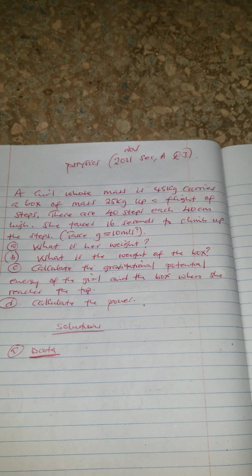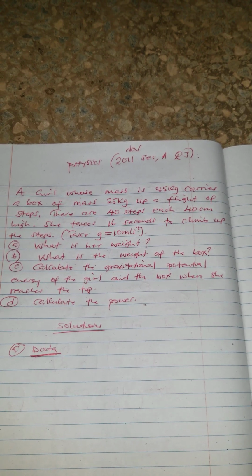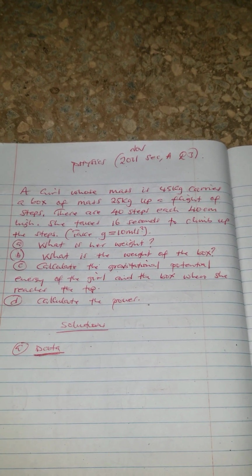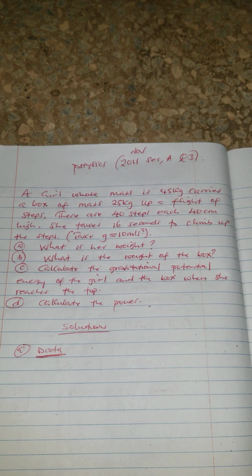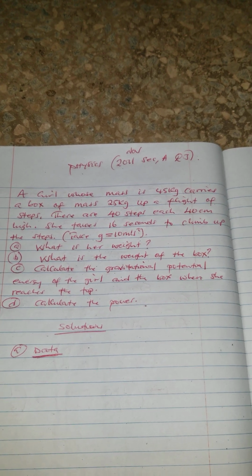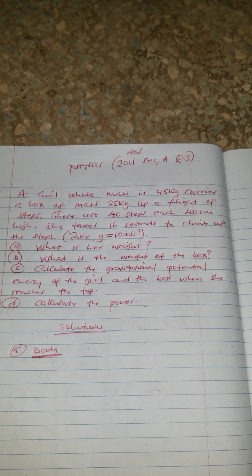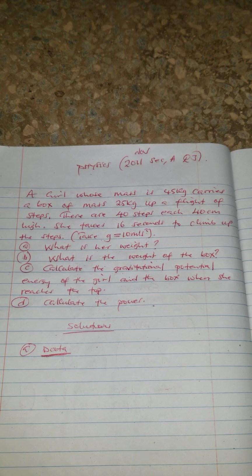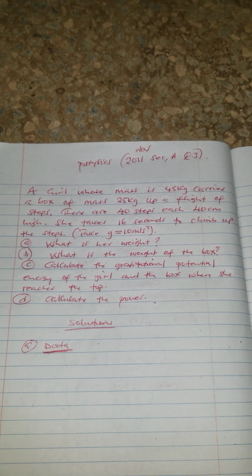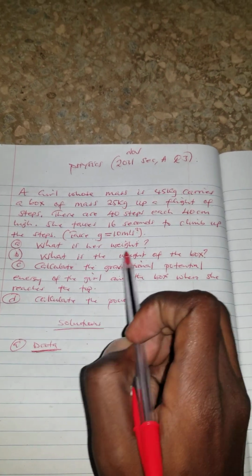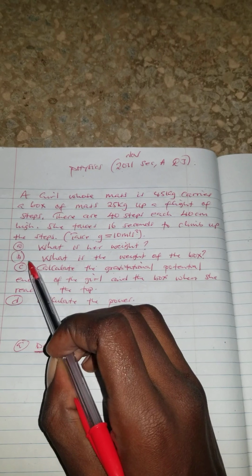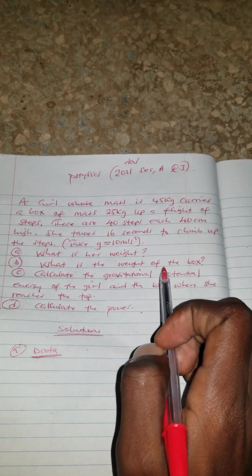There are 40 steps, each 40 centimeters high. She takes 16 seconds to climb up the steps. We take g as 10 meters per second squared. Then on A, they're asking us to find her weight. On B, they're asking what is the weight of the box?